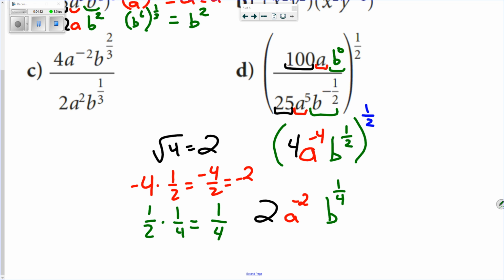Now, I double-checked with the textbook. The textbook really, really, really likes having all positive powers. So we need to deal with that -2. So we can rewrite this as 2 b to the 1/4 all over a squared, right? We took the reciprocal, we moved it to the bottom of the fraction.